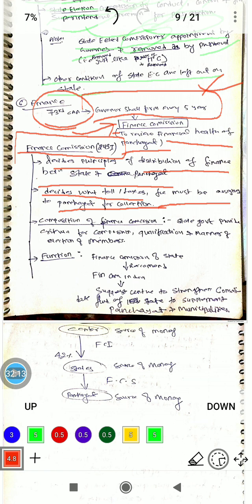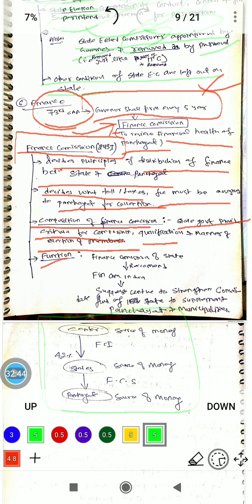Now let's talk about the composition of the Finance Commission. The state government provides criteria for the composition, qualification and manner of selection of the members. So it is not the center who will decide the composition, the criteria for qualification, or the manner of selection for the State Finance Commission. It is left to the states to decide. Now let's talk about the function. Basically, look at this diagram.